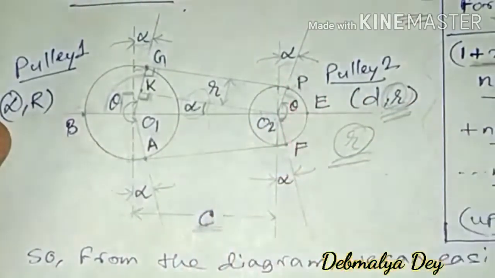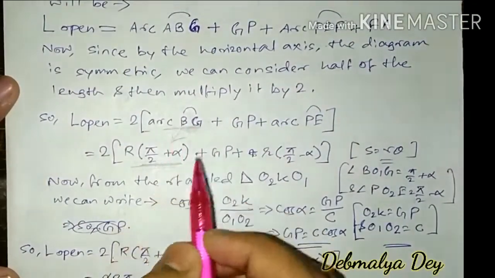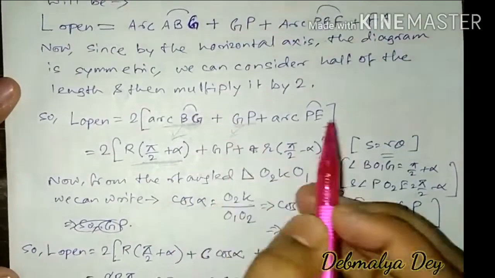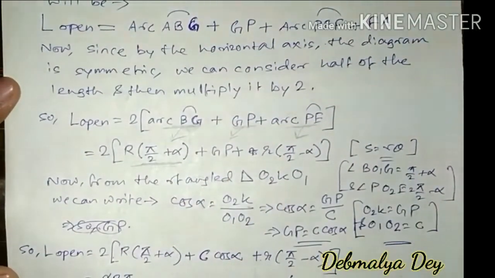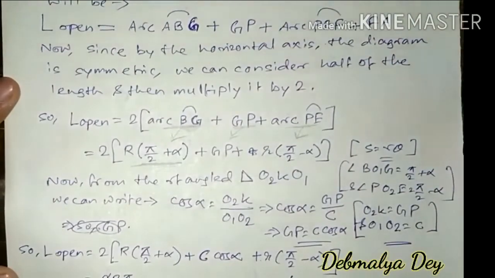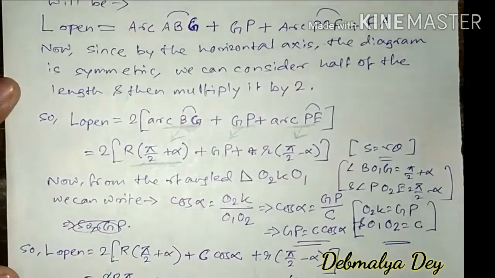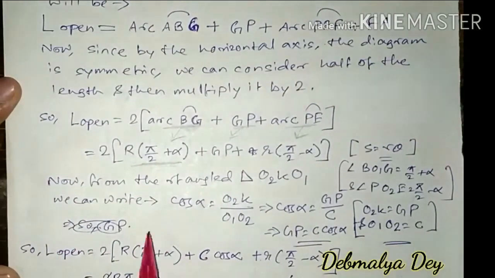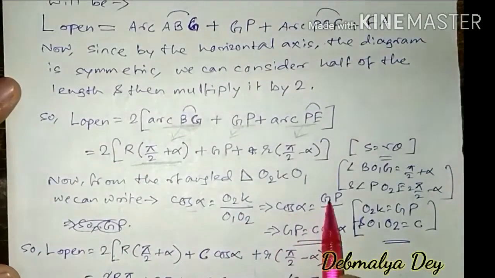Okay, so in the next step I have put the values of the arc BG, that is this, and GP will remain as it is, and the value of the arc PE will be smaller r into pi by 2 minus alpha. I hope this is clear. Now what's next? Now from the right angle triangle O2KO1 we can write cos alpha equals O2K by O1O2, that is cos alpha equals GP by C.